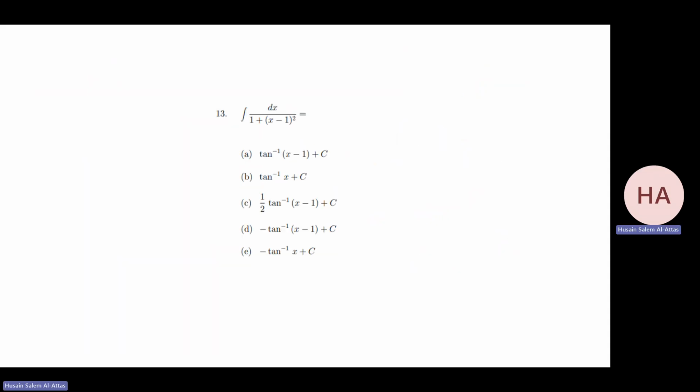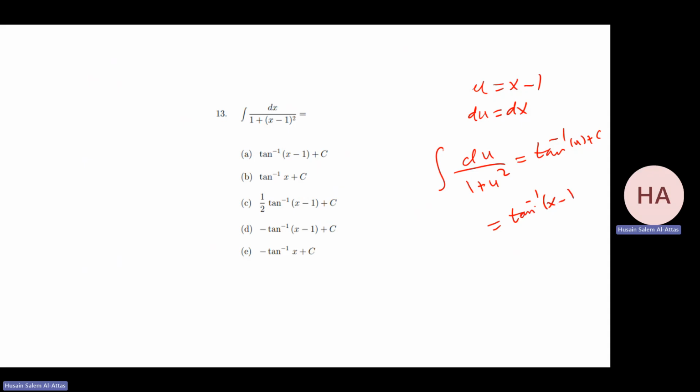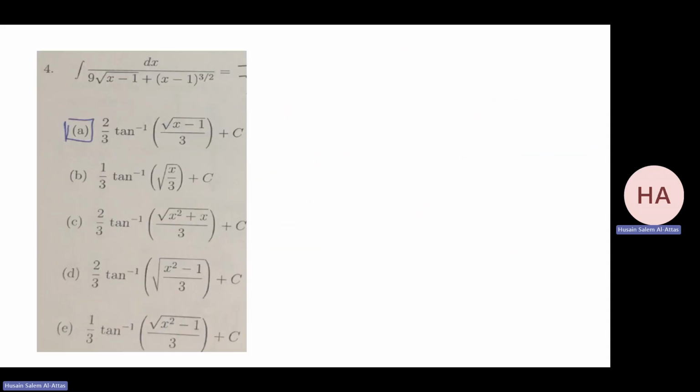Okay. Yeah, this one, how to do it. Yeah, this is ready actually. It's in this form where u equal x minus 1, du equal dx. So this is du over 1 plus u squared, which is tan inverse of u plus c, which is tan inverse of x minus 1 plus c.